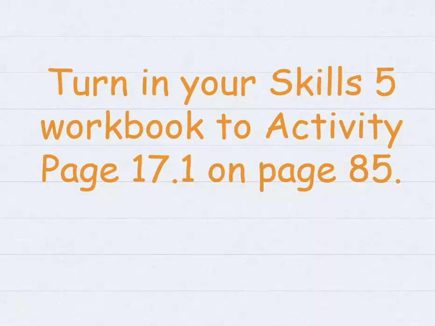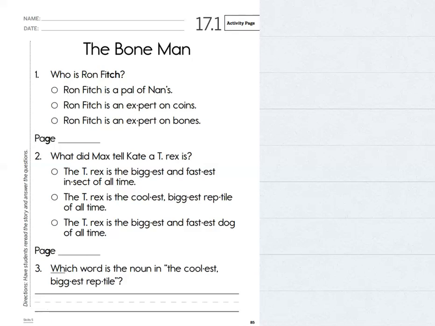Take out your Skills 5 activity workbook and turn to activity page 17.1 on page 85. Once you have your paper out, put your name and today's date on your paper. We're going to practice using text evidence to find the answers to some questions on our activity page. Number 1, who is Ron Fitch?